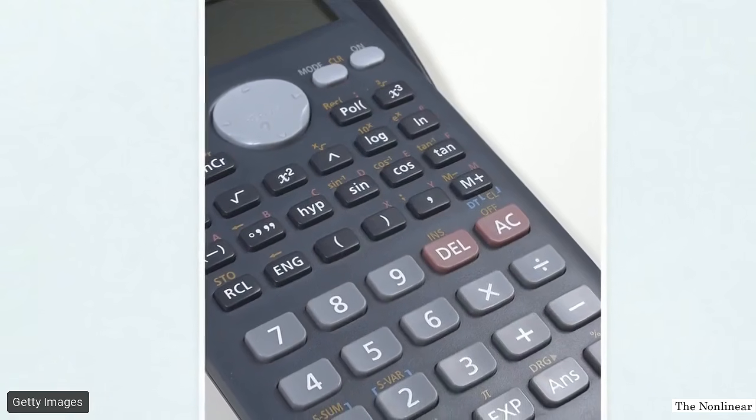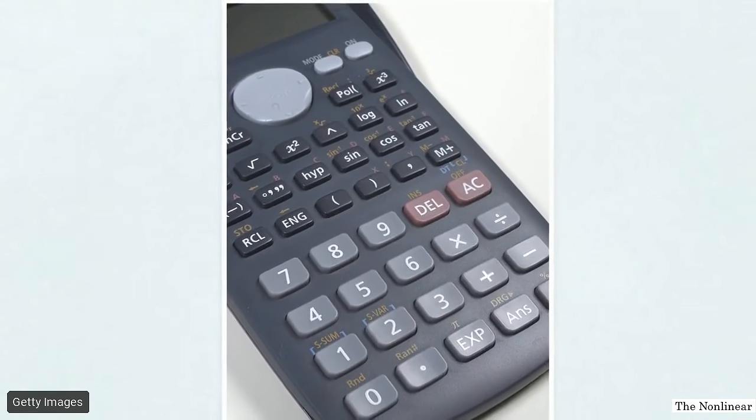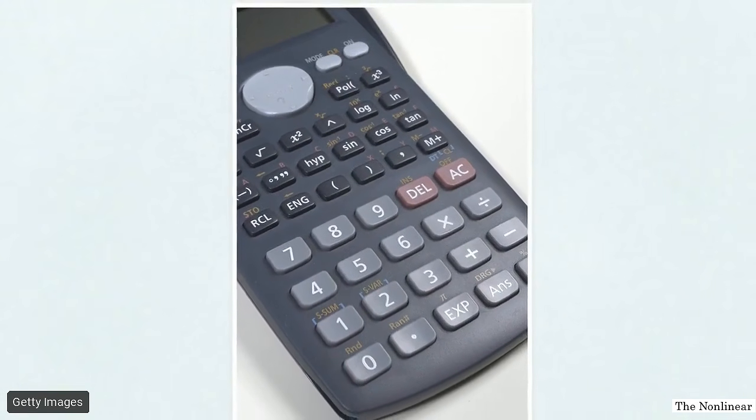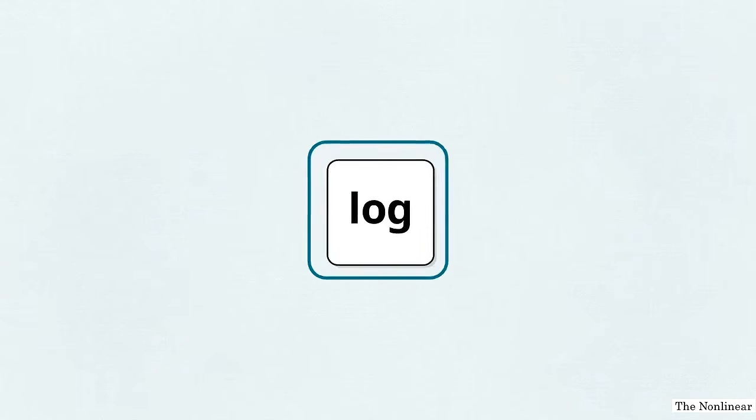You have pressed the log button on your calculator, in an exam, maybe in a chemistry class. You got an answer and you moved on. But here is the question nobody asked you. What did you just do? Not what the formula is. What did you actually ask when you pressed that button?